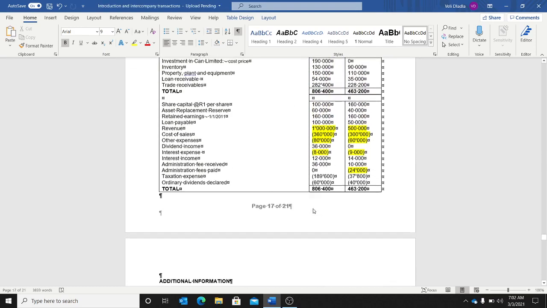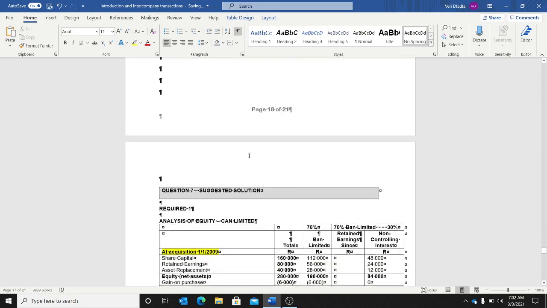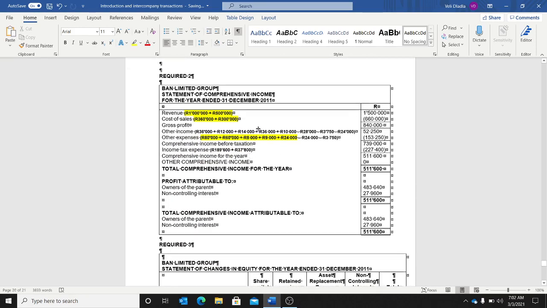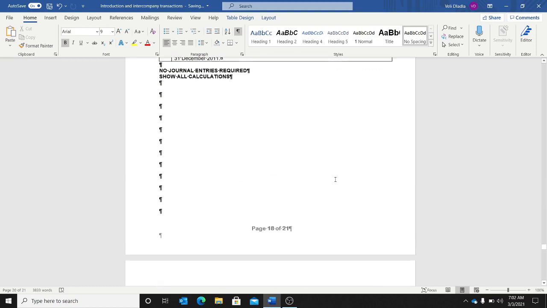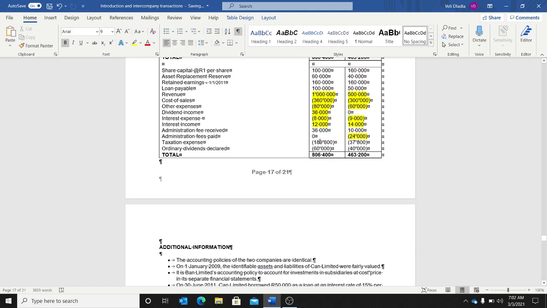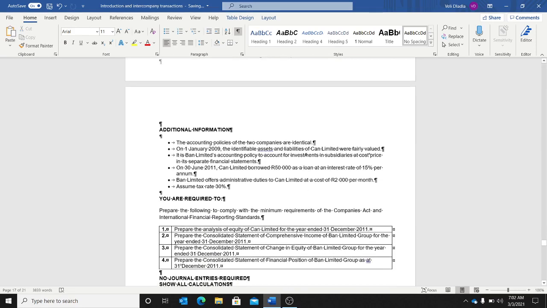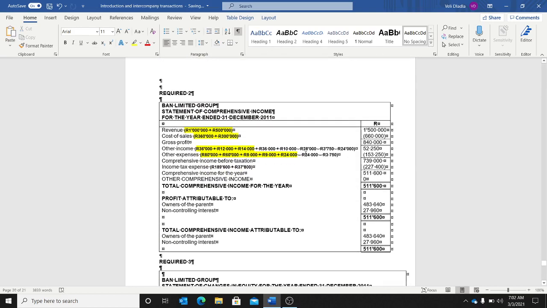Other income. We should have this 36 here. 36. And then we should have the 12 and the 14. So it's 36, 12, and 14. Let's go. Yeah, here they are. 36, 12, and 14. Okay. Boom. All right. Then we come here. There should be a 36 and a 10. Here they are. 36 and 10.